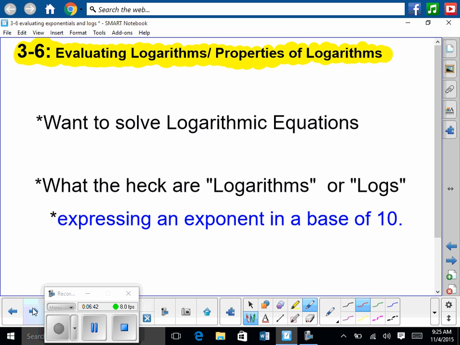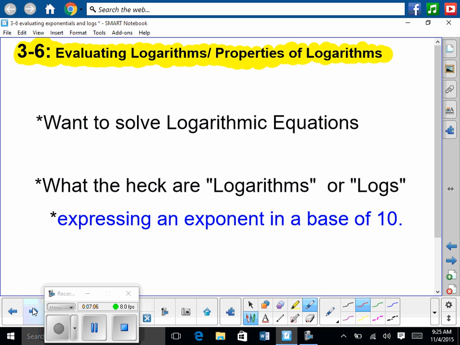Okay, so now we're on to today's lesson, 3-6. Everybody's taking notes, everybody's listening, ready to go. In this unit, we've been learning how to solve all types of equations. That's why we just went over all of those. So today we're going to be evaluating logarithms, and we're going to be learning properties of logarithms, because tomorrow we have to be able to solve a logarithmic equation.